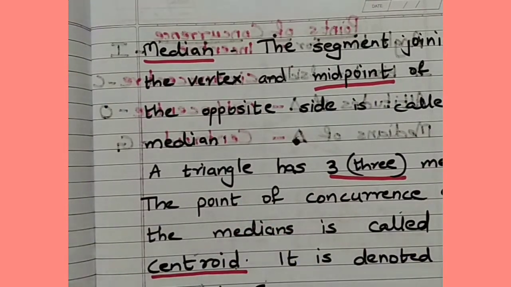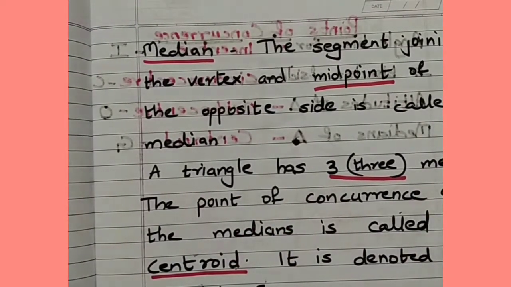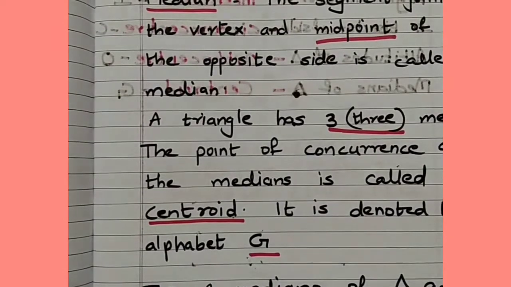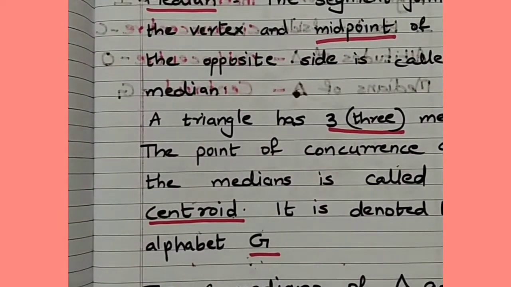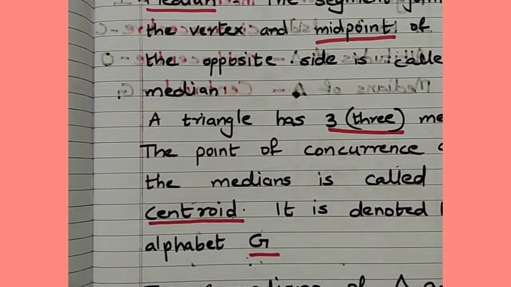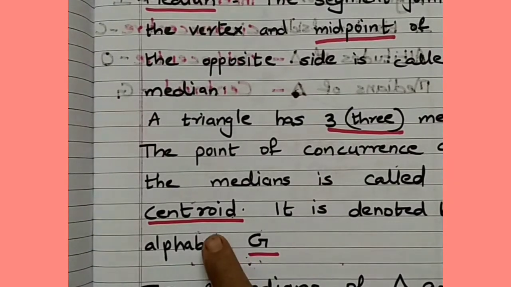So like the three altitudes, medians will also be how many? 3. And now they will also meet at some point. Now medians will always meet inside. Okay, they will not meet outside. So all the three medians will always meet inside, and their point of concurrence is known as the centroid.